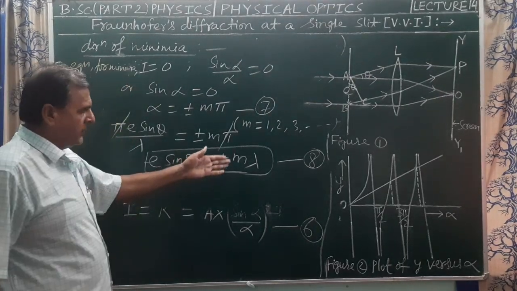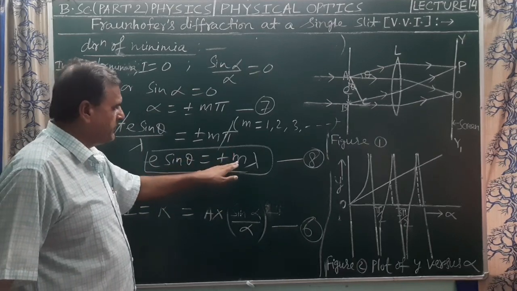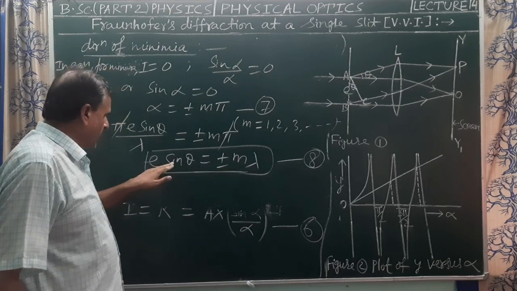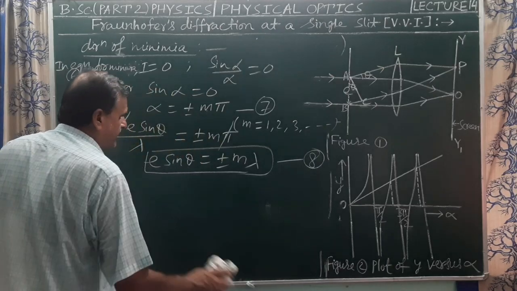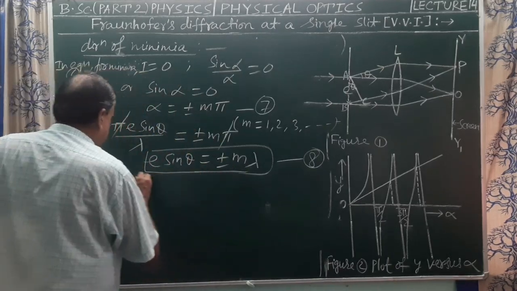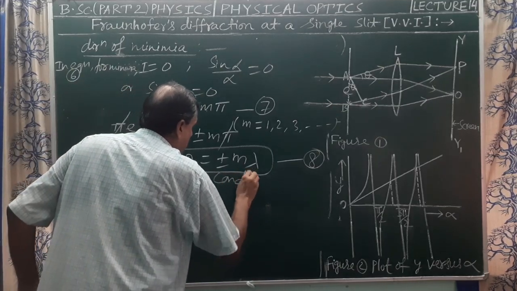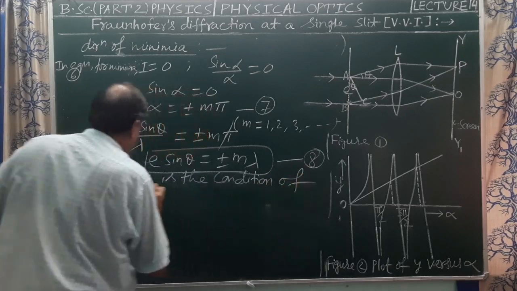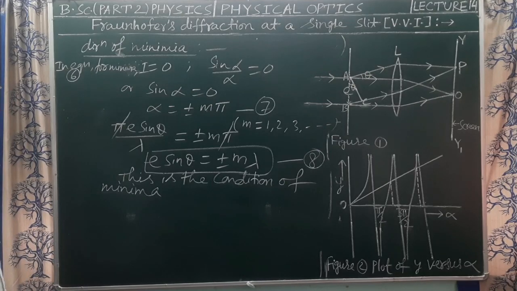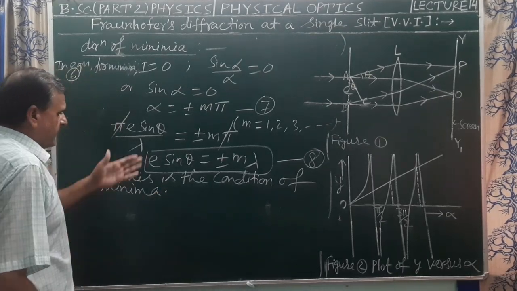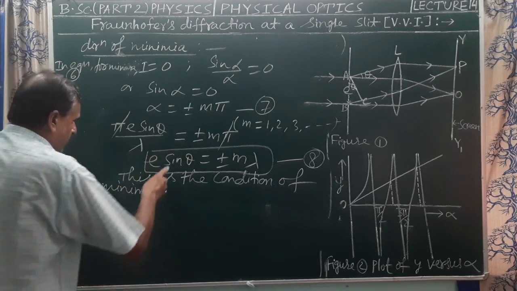And we can take for first minima, first subsidiary or secondary minima, we have to put m is equal to 1, and for a small value of theta, sin theta is equal to theta. So we can write this equation, the condition of minima. Write down, this is the condition of minima in Fraunhofer diffraction at a single slit. And if theta is small, then sin theta is equal to theta. So the direction of minima can be given by this equation.